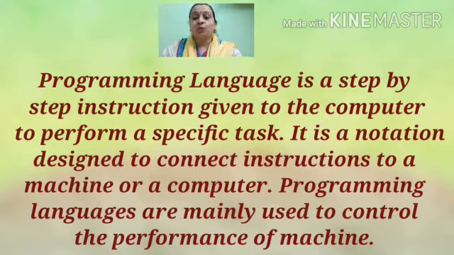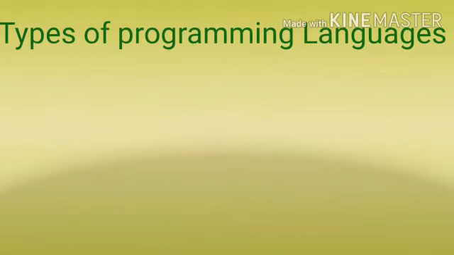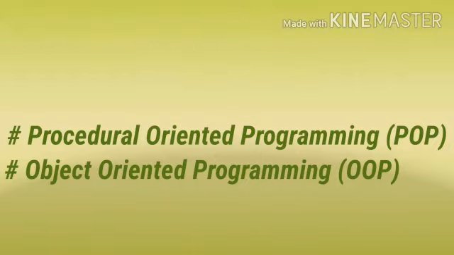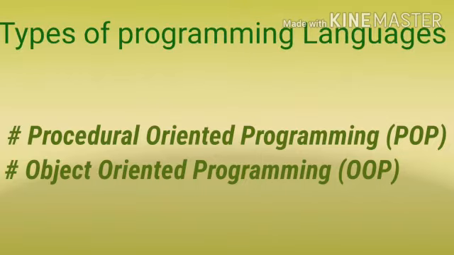So the code or the statements which we write to make a program do a specific task, that is programming. It is a notation designed to connect instructions to a machine or a computer. Programming languages are mainly used to control the performance of a machine. Types of programming languages: procedural oriented programming and object oriented programming.